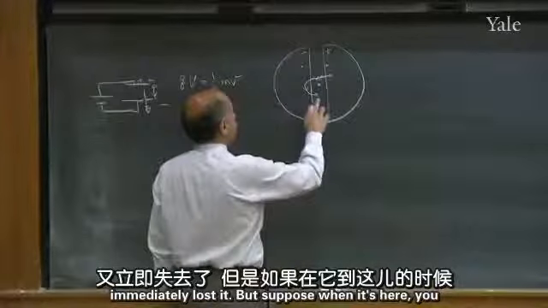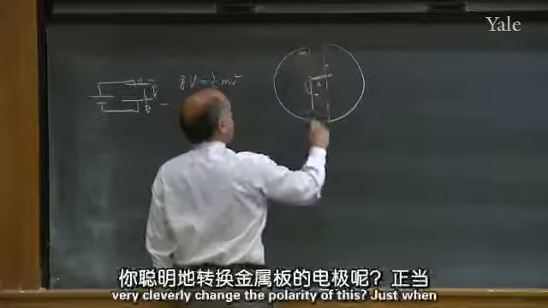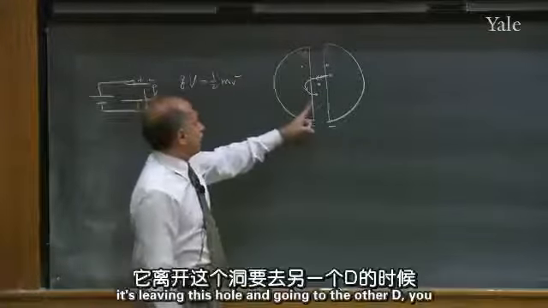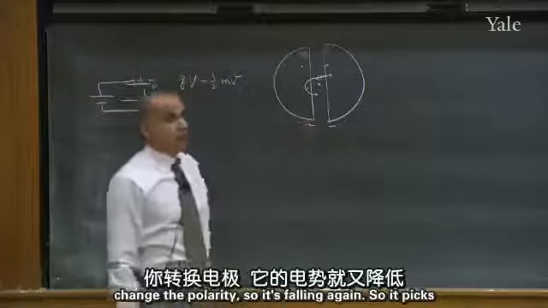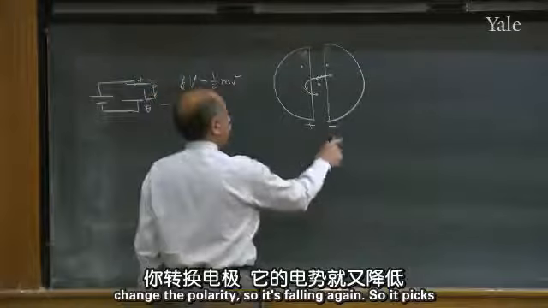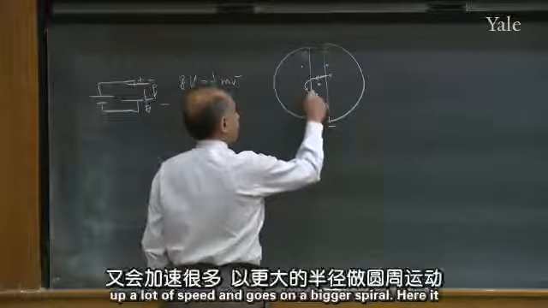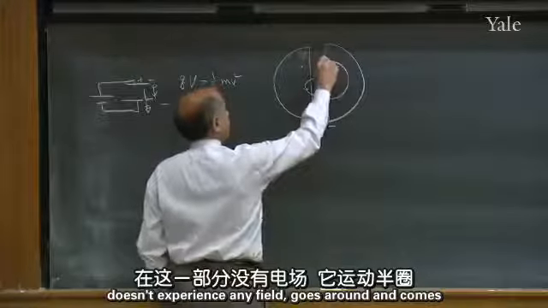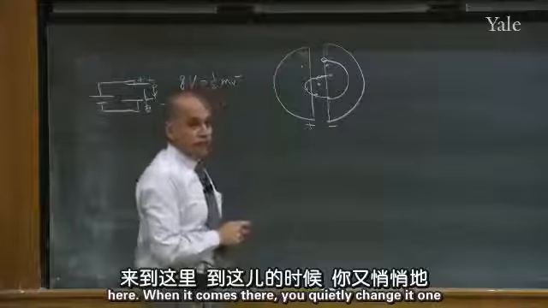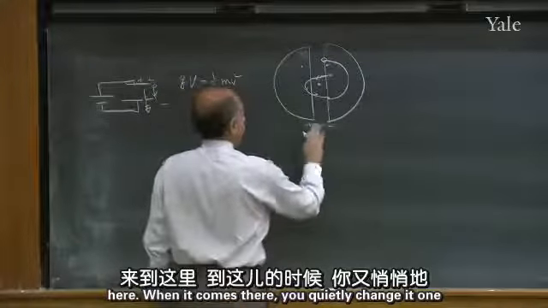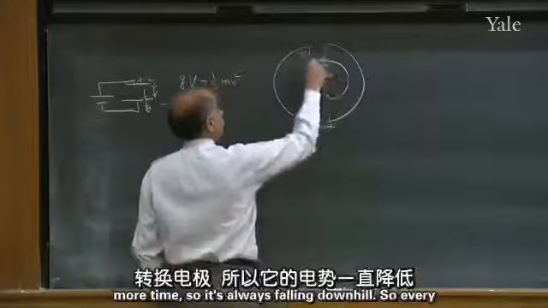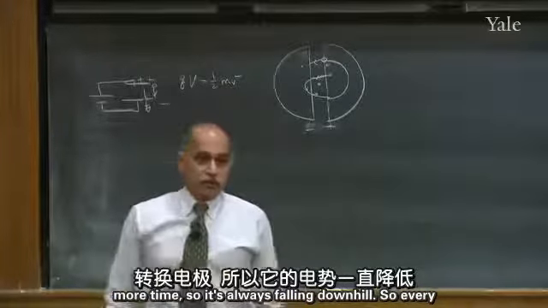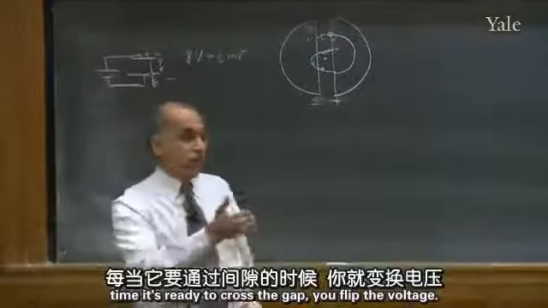But suppose when it's here, you very cleverly change the polarity of this, so that just when it's leaving this hole and going to the other D, you change the polarity. So it's falling again. So it picks up a lot of speed and goes on a bigger spiral. Here it doesn't experience any field. Goes around and comes here. When it comes there, you quietly change it one more time. So it's always falling downhill. So every time it's ready to cross the gap, you flip the voltage.